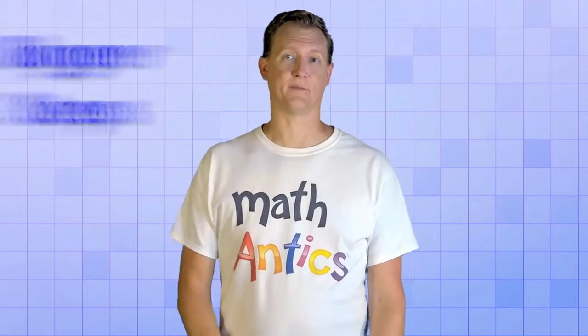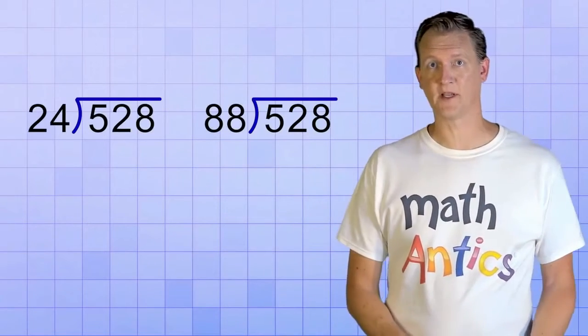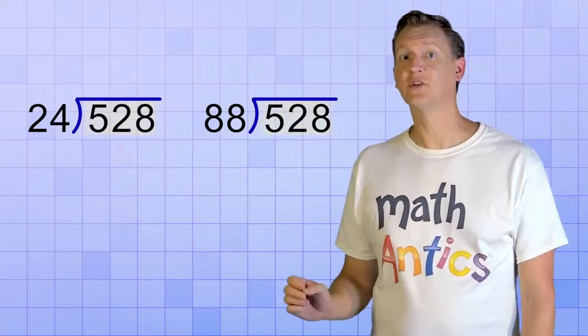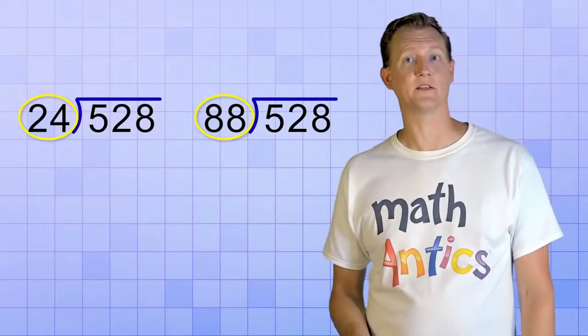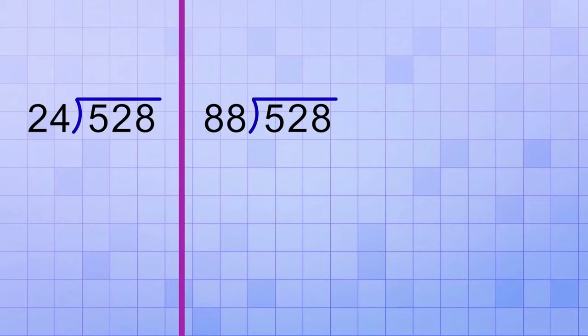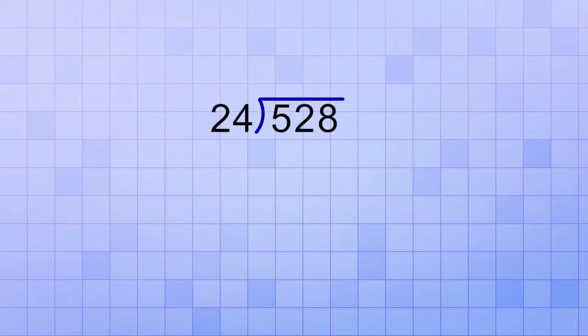As you'll see, two-digit divisors force us to take bigger steps. To see what I mean, let's try solving two new division problems that have the same dividend as before, but two new divisors. And both of these are two-digit divisors. In this first problem, we could start by asking how many 24s will fit into 5. But since our divisor now has 2 digits, we already know that no one-digit chunk of the dividend will be big enough for that to divide into.